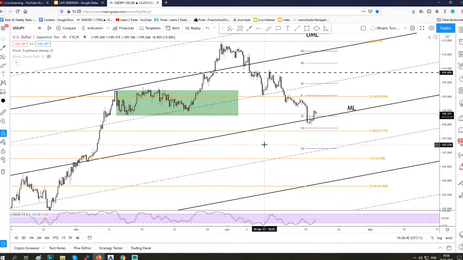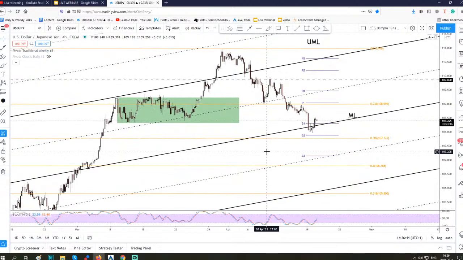Yes, we will talk about Ripple as well. Thank you for all your messages. After the US dollar versus the Japanese yen, I will take a look also at Russell because we have a buy stop there as well.